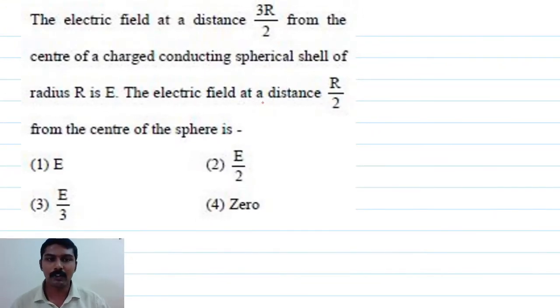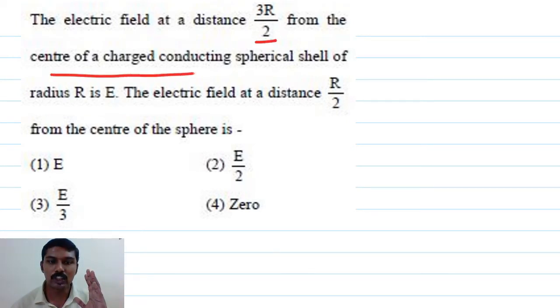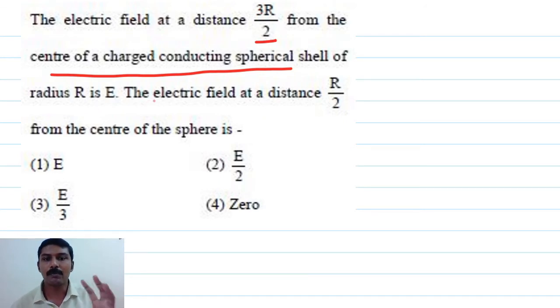So let's look at this particular question. The electric field at a distance 3R by 2 from the center of a charged conducting spherical shell of radius capital R is E. So what is given? At a distance of 3R by 2 from the center of the conducting spherical shell, with radius capital R, the electric field is given as E. The electric field at a distance R by 2 from the center of the sphere is?